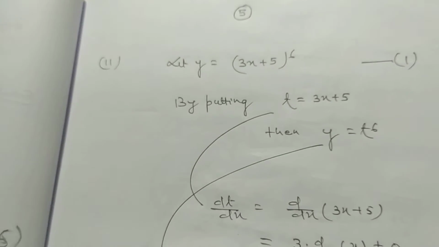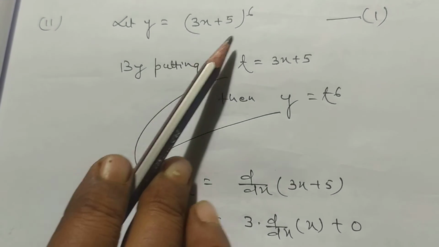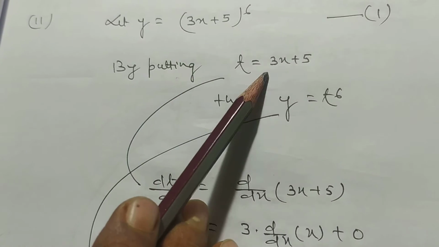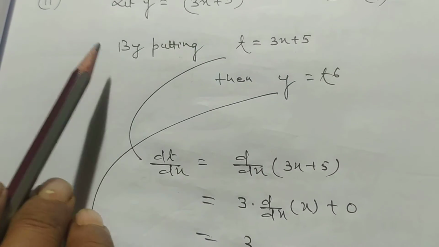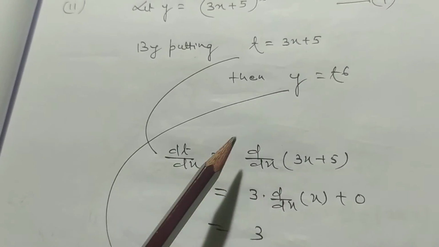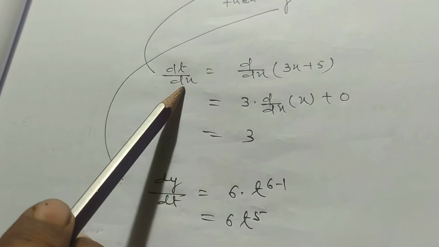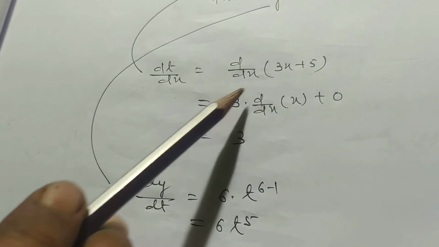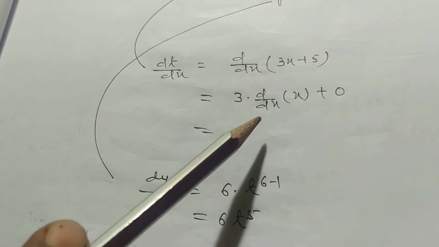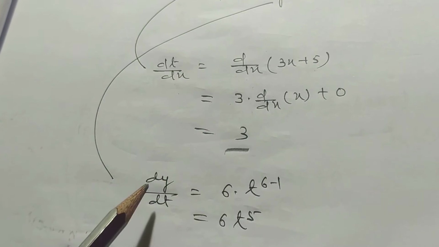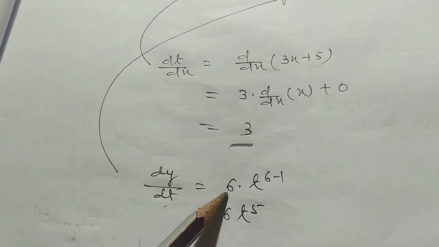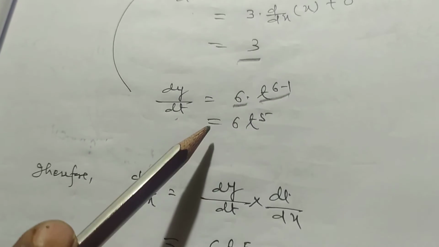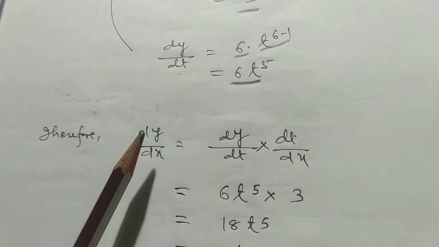Now it will be 3x plus 5 whole to the power 6. By chain rule we consider 3x plus 5 is equal to t. So y is equal to t to the power 6. dt by dx is equal to d by dx of 3x plus 5, that is 3 into d by dx of x plus 0, so that is 3. dy by dt is equal to 6 into t to the power 6 minus 1, that is 6 into t to the 5.